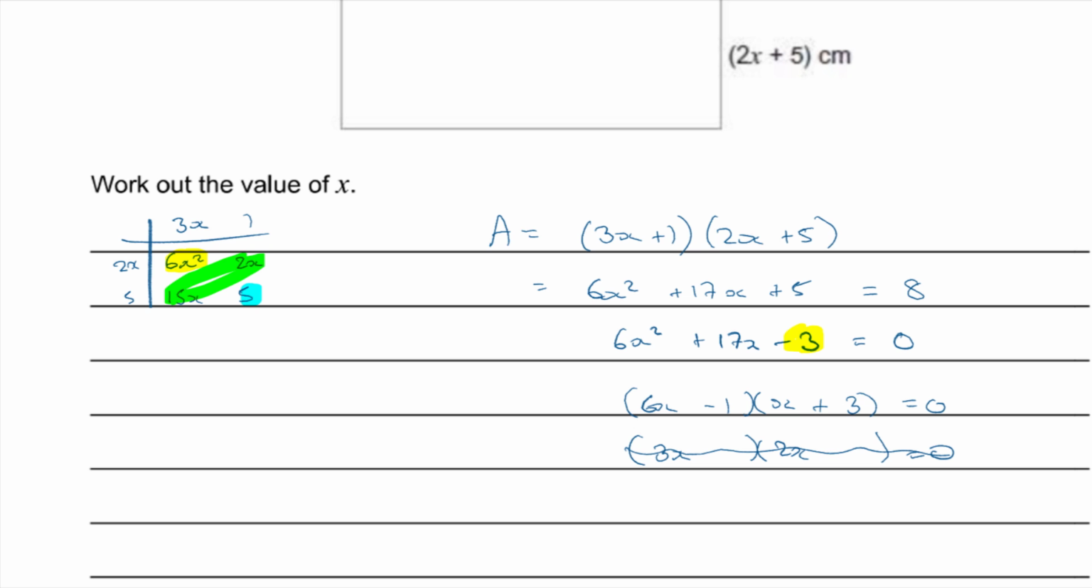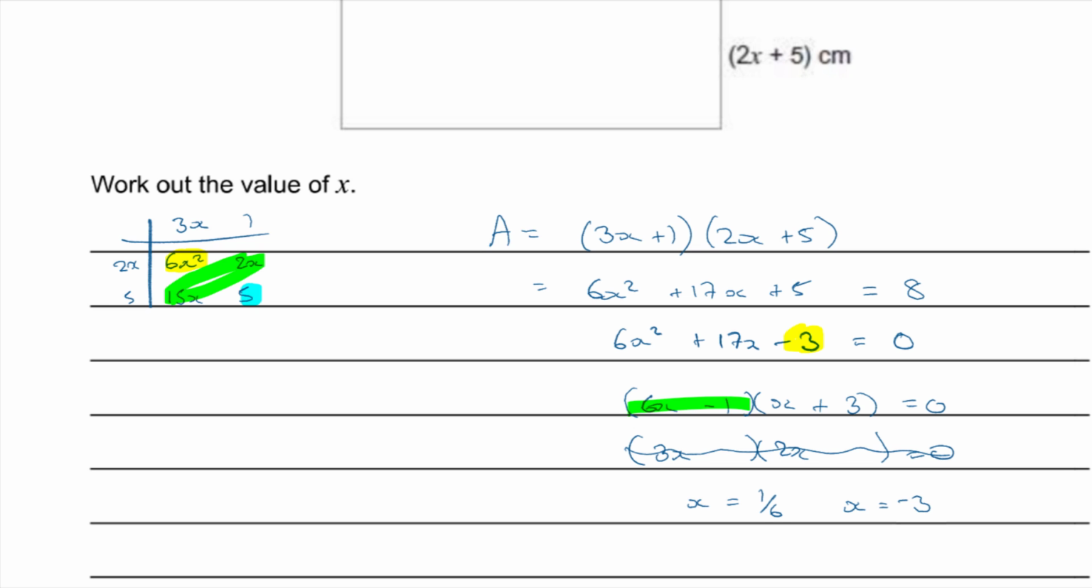So it's 6x minus 1, x plus 3 is equal to 0. So then take one bracket at a time, make it equal to 0, see what the value of x is. So if 6x minus 1 is equal to 0, then 6x is going to be 1, x is going to be 1/6, and if x plus 3 is equal to 0, then x is going to be minus 3. Okay.